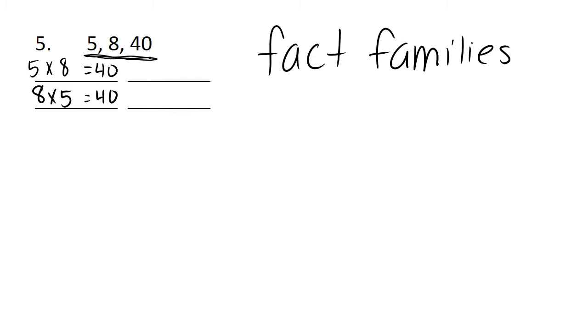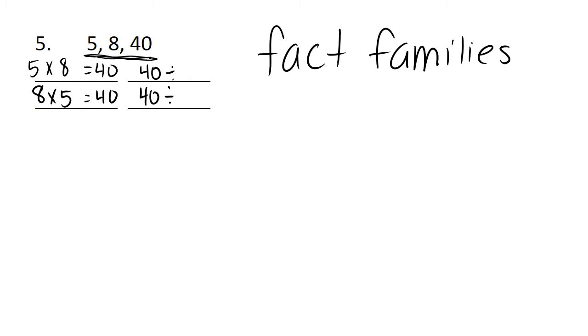Now we need to think of our division sentences for these 3 numbers. Now remember, for division, the biggest number always goes first. Multiplication last, division first. So go ahead and write the biggest number first. Now we can do this just looking at the numbers and thinking about, 40 divided by what equals what. We can think of it that way.